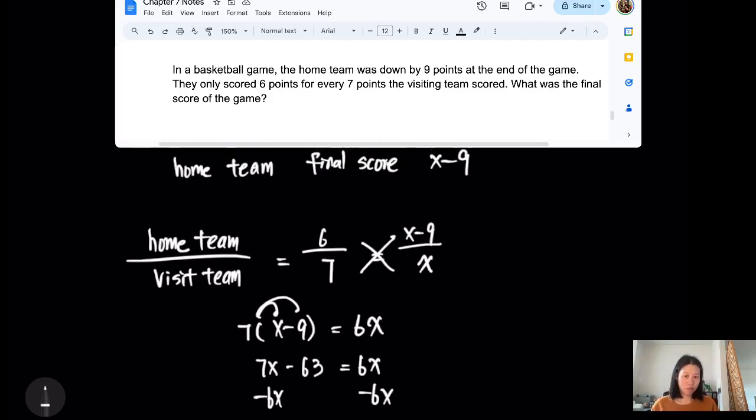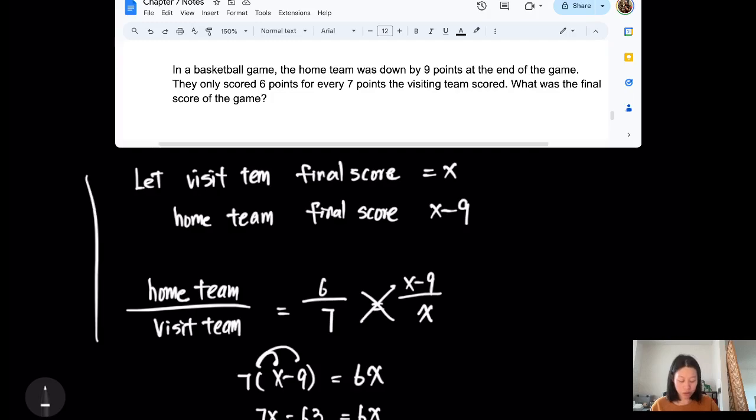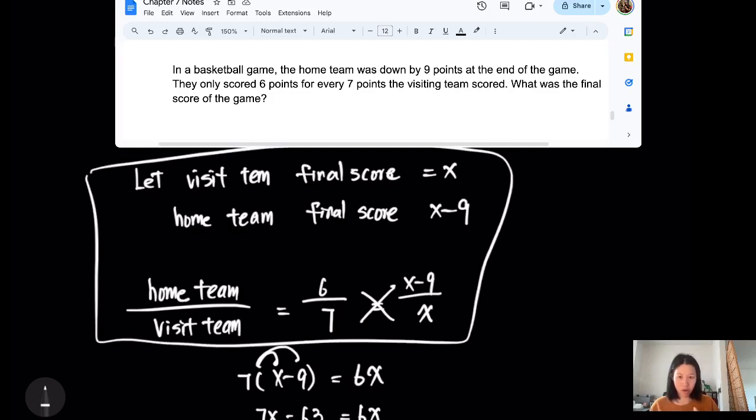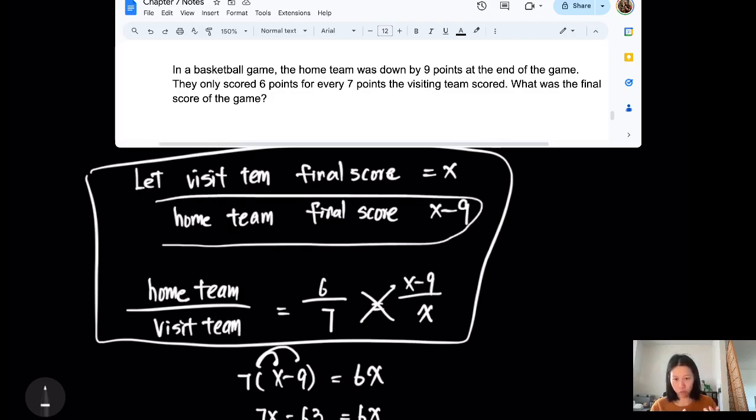So the most important thing is, how do you set up the equation? You need to read through the question and see what they're asking. What they're asking is usually what we set equal to x. And we need to look at the relationship between the home team score and the visit team score, which is down by 9, so we should subtract 9 from the visit team.